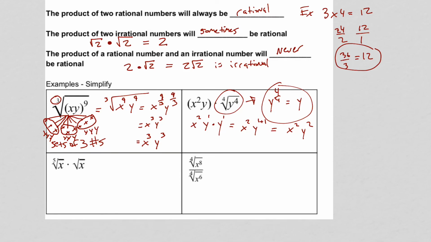And here we go, the fifth root of x. This is like x to the 1/5. And that's the square root of x. So this is like x to the 1/2. And now we can just basically add these two together. This is going to be x to the 1/5 plus 1/2. They have the same base. We can just add the exponents. 1/5 is like 2/10, and 1/2 is like 5/10. So this is going to be x to the 7/10.